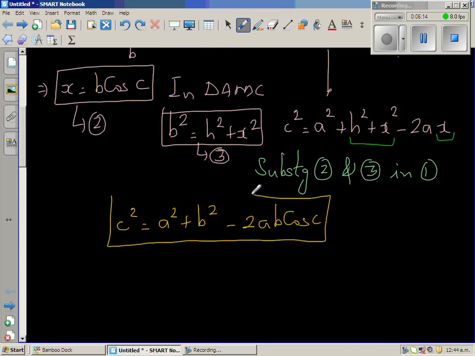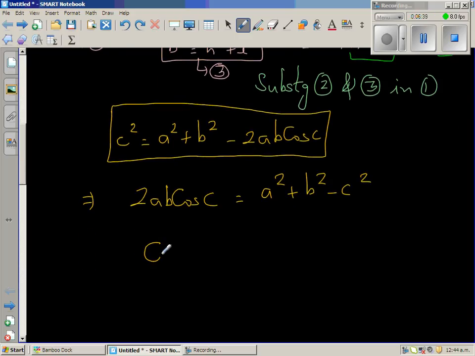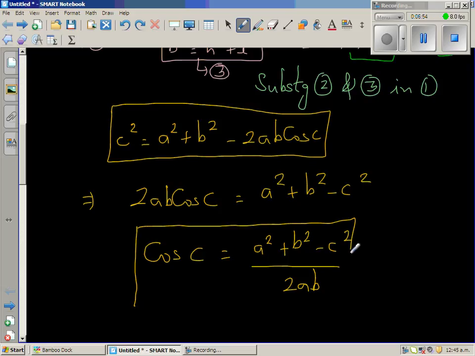So this is in terms of the sides. If you make cos C the subject, 2ab cos C is equal to a squared plus b squared minus c squared, and dividing both sides by 2ab, cos C is (a squared plus b squared minus c squared) over 2ab. So this is also the cosine rule, the law of cosines in terms of the angle. And the earlier one is in terms of the sides.